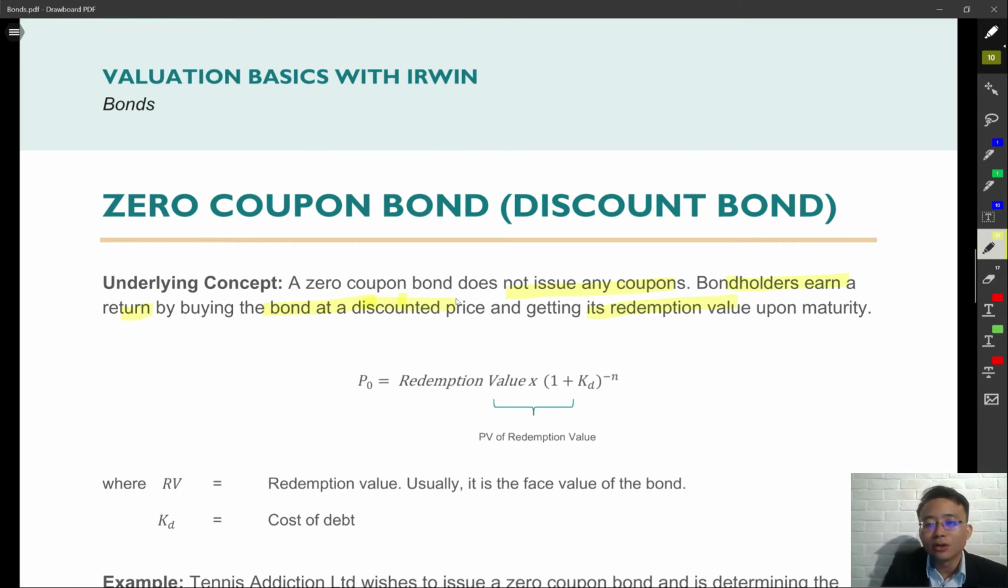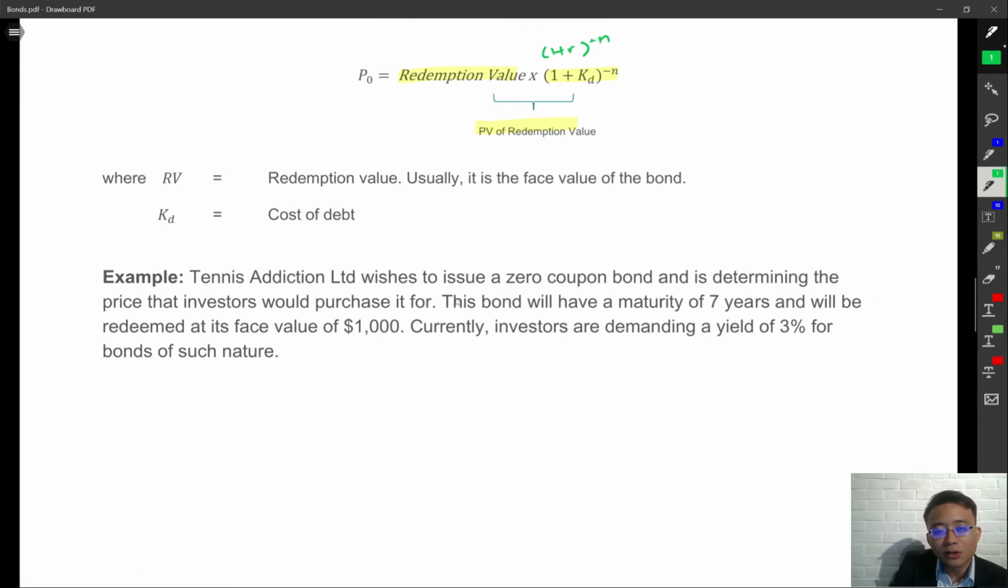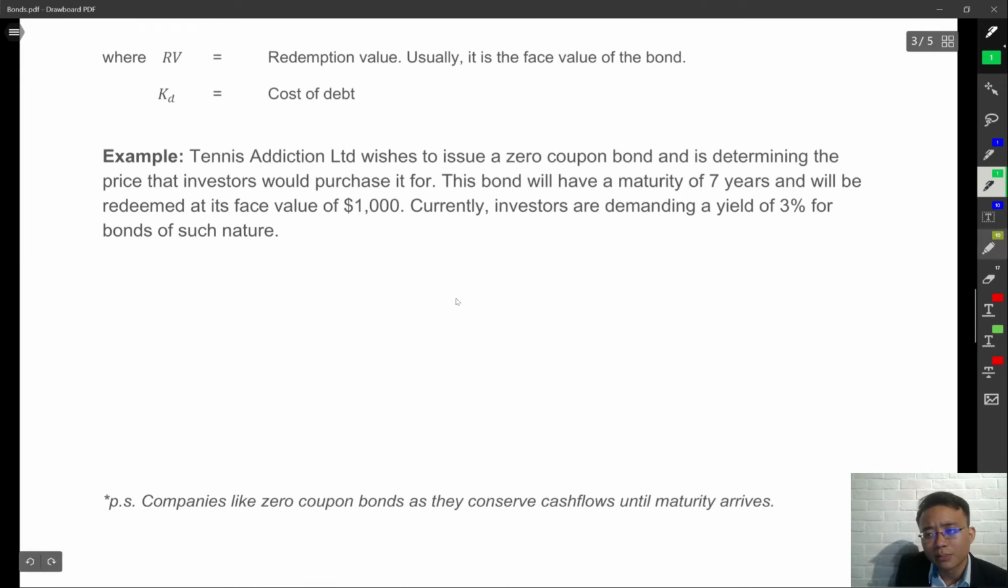Same thing. We just value by finding present value of my cash flow. So what is my cash flow again? My only cash flow is the redemption value. I just need to find the present value of it. I put in the present value function here, (1 + kd)^-n, or as I wrote earlier, your kd can be just r, right? So, you just present value it, piece of cake. Come, let's quickly settle it with one example.